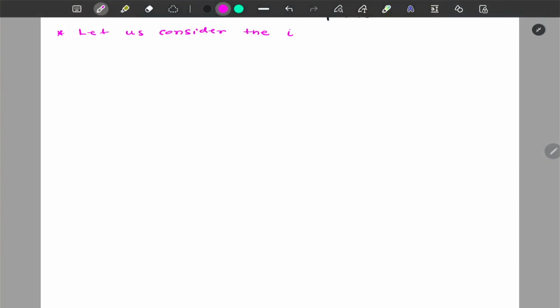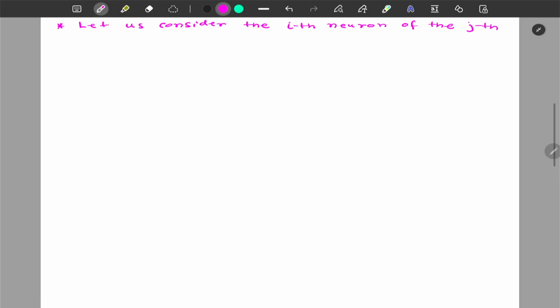So let us consider the ith neuron of the jth layer. We started with this last time. Sorry, not j, I'll write L. L stands for layer, right? Of the Lth layer.